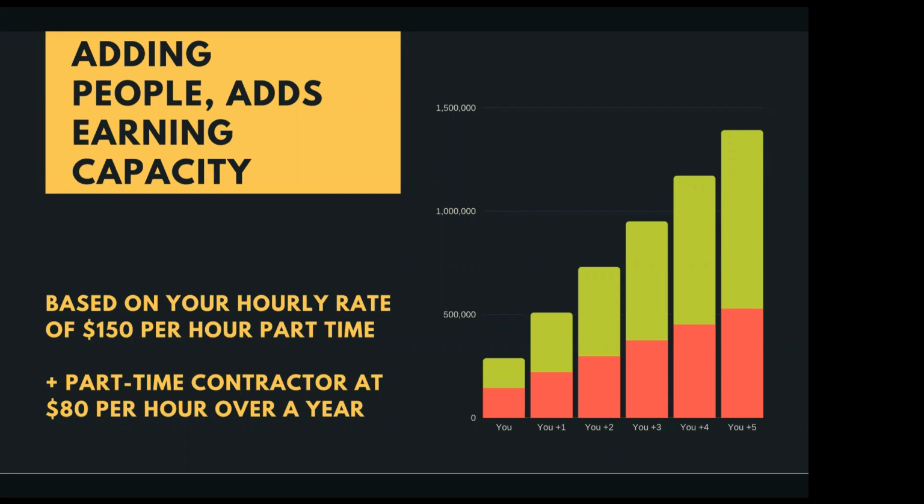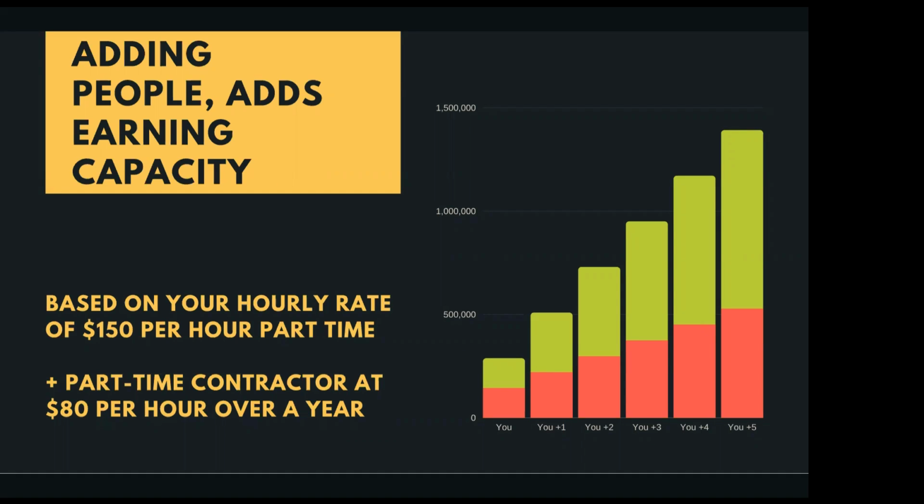So if you're looking at your hourly rate, how much is it going to cost you to take part in that? Let's just say that you're taking on a contractor at $80 per hour over a year. You're automatically increasing your capacity quite exponentially. So initially it's like a 1-for-1. If you're just yourself at $150 per hour, then you are basically having to pay yourself at $150 an hour.